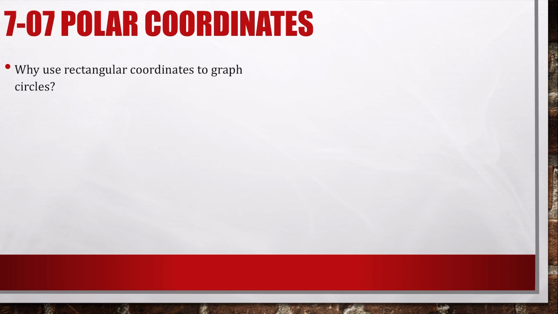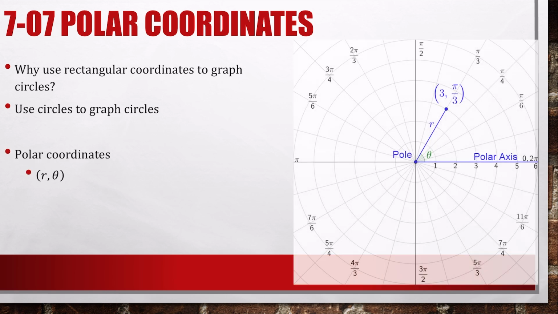So here's the big question. So far in this chapter, we've used rectangular coordinates to graph circular and curved things. Why not use circles to graph circles? That gave us the idea of polar coordinates, which are (r, theta). You could think of r as the radius and theta as the angle. So it's a radius and angle.